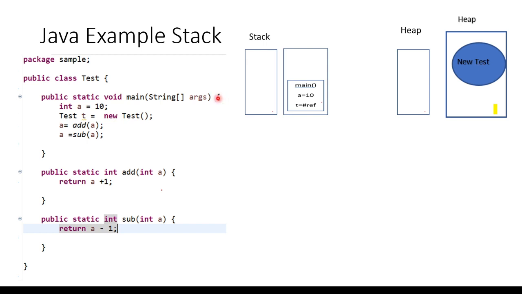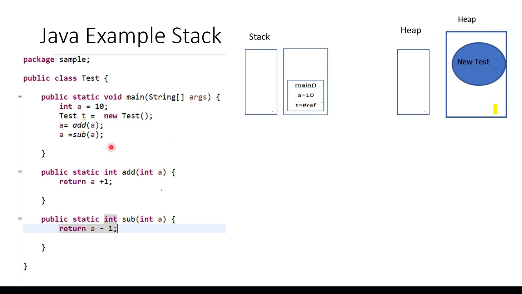So when we call this new Test, the object will be created in the heap memory, and the address where this new object is created, that address will be stored in the variable t. So now this variable t will basically act as a normal variable, and for this variable it will create a memory allocation in the stack memory. And here you can see the address of this new Test object will be stored in the stack memory.